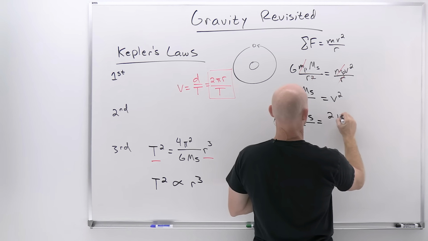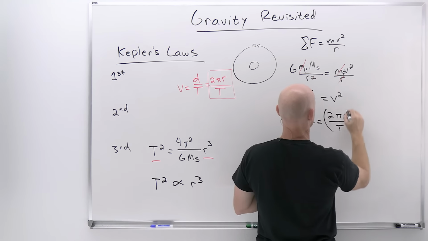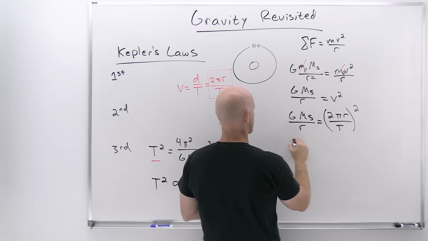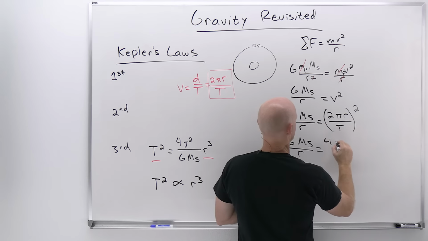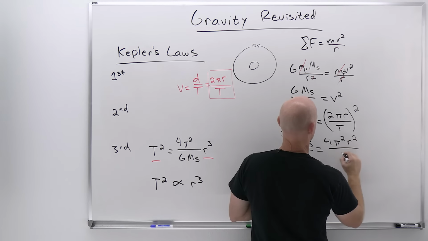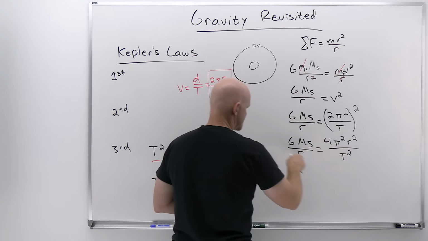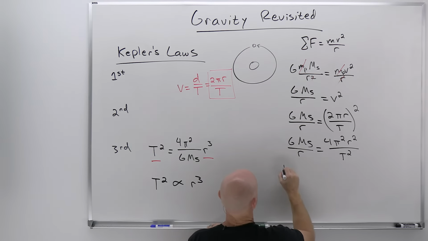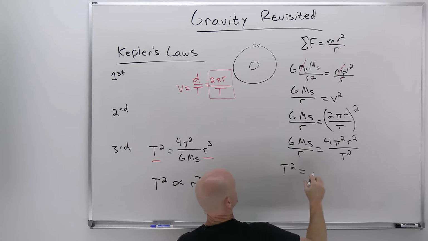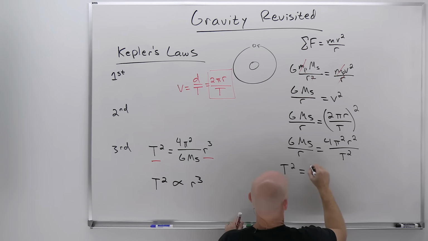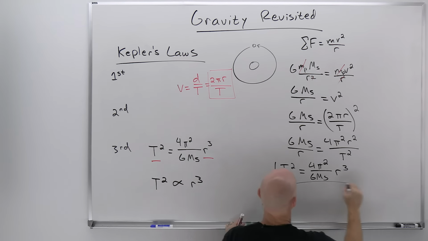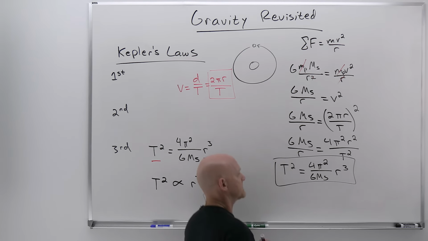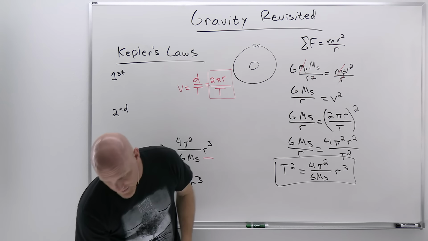So we're going to have 2 pi r over T, and we'll square it, expand this out a couple more times. So GM_S over r equals 4 pi squared r squared over T squared. We'll move the T squared over to this side, get it all by itself. And then on the other side, we're going to have 4 pi squared over GM_S, and we multiply by another r, times r cubed, and we've now derived our expression for Kepler's third law, and now we can do a calculation with it.